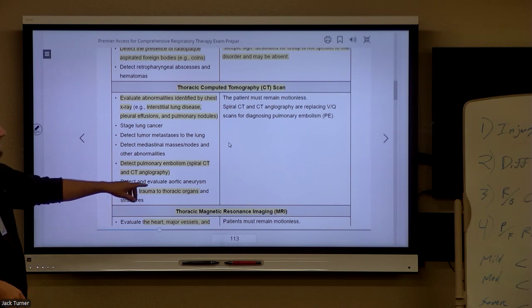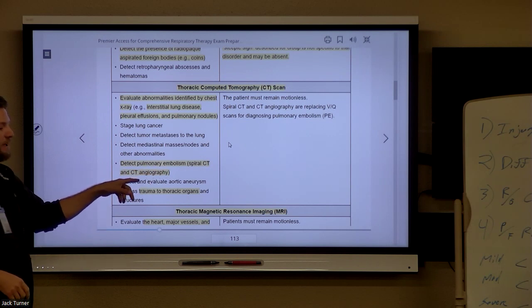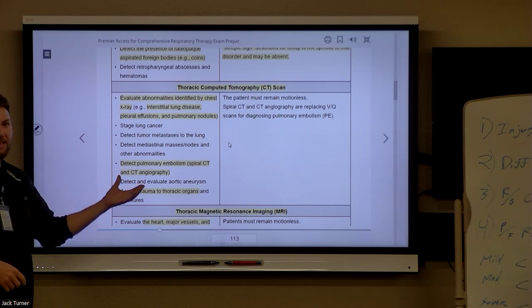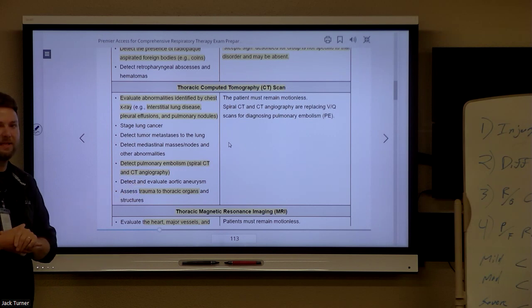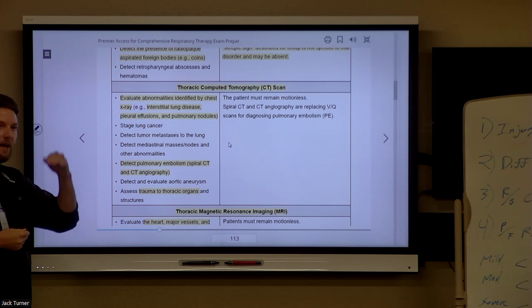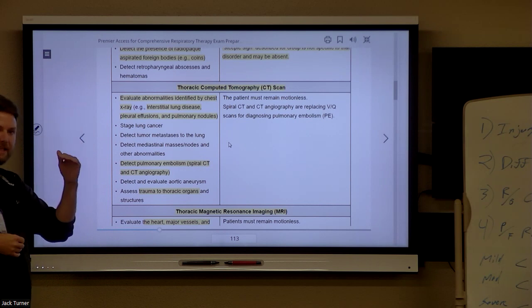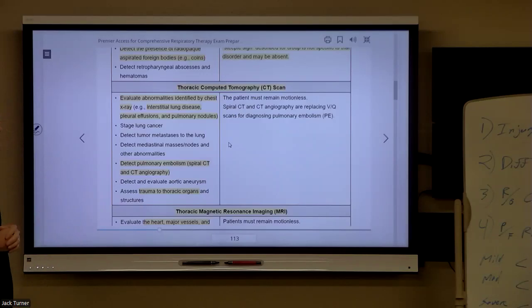Then again, we know spiral CT and CT with angiogram is the best way to diagnose a PE, right? So spiral CT number 1, then a CT with contrast or angiography, and then the VQ scan. All right, and then any kind of trauma to the organs, this will give you a better look.